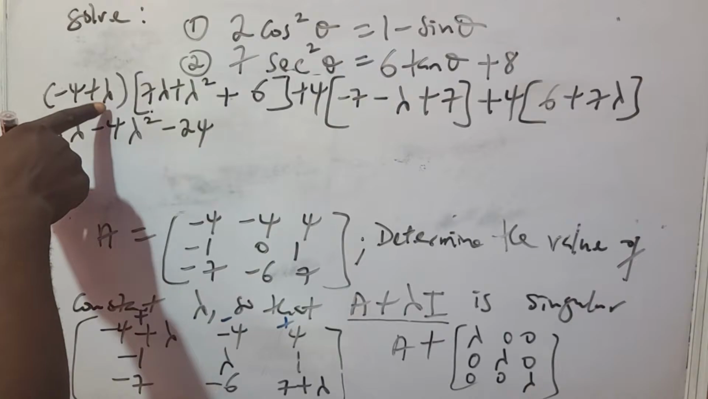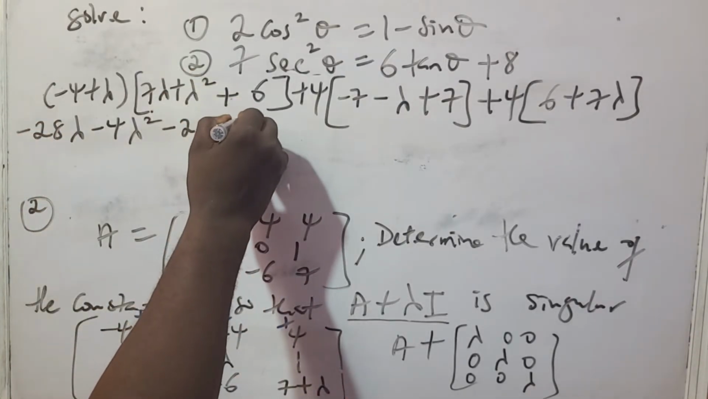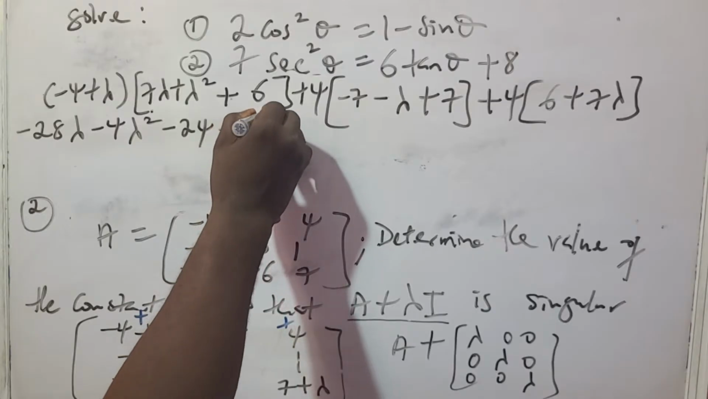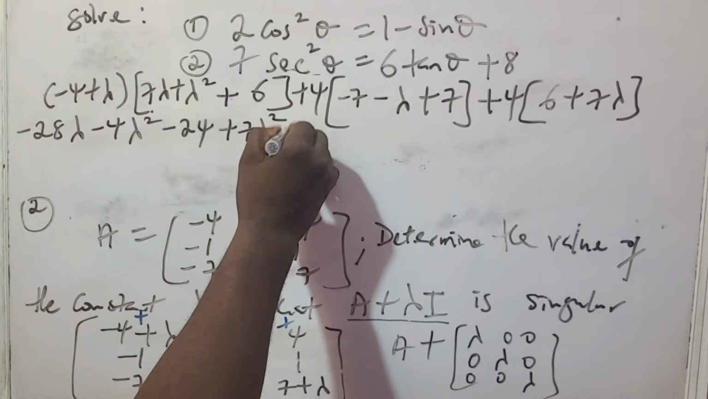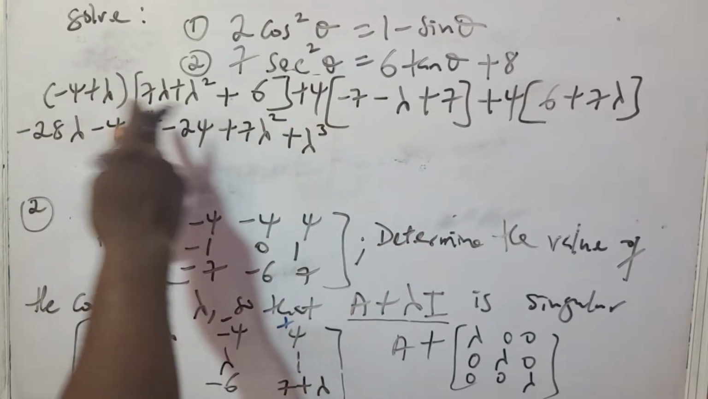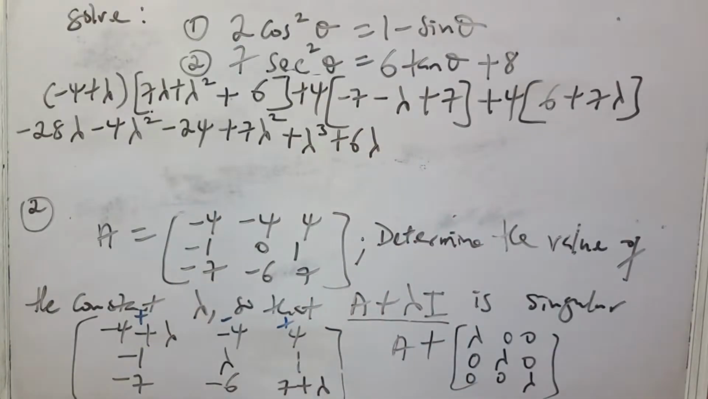Then we go on to that of lambda. Lambda times 7 lambda, that will be plus 7 lambda square. Lambda times lambda square, that will be plus lambda cube. Lambda times 6, that will be plus 6 lambda. Alright? I believe you can follow through on what we're doing. This is how you tackle the question carefully. So now we're done with this first side.